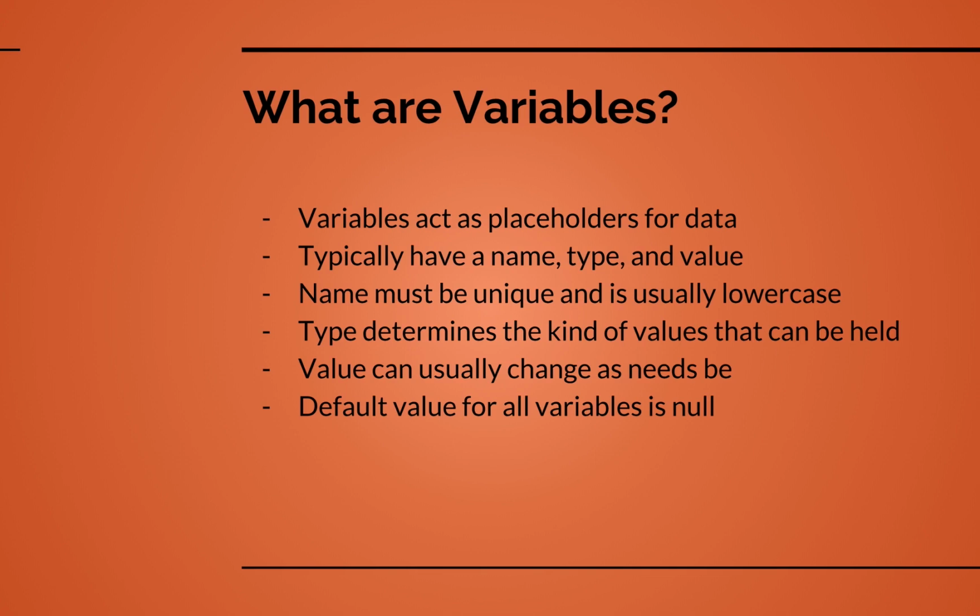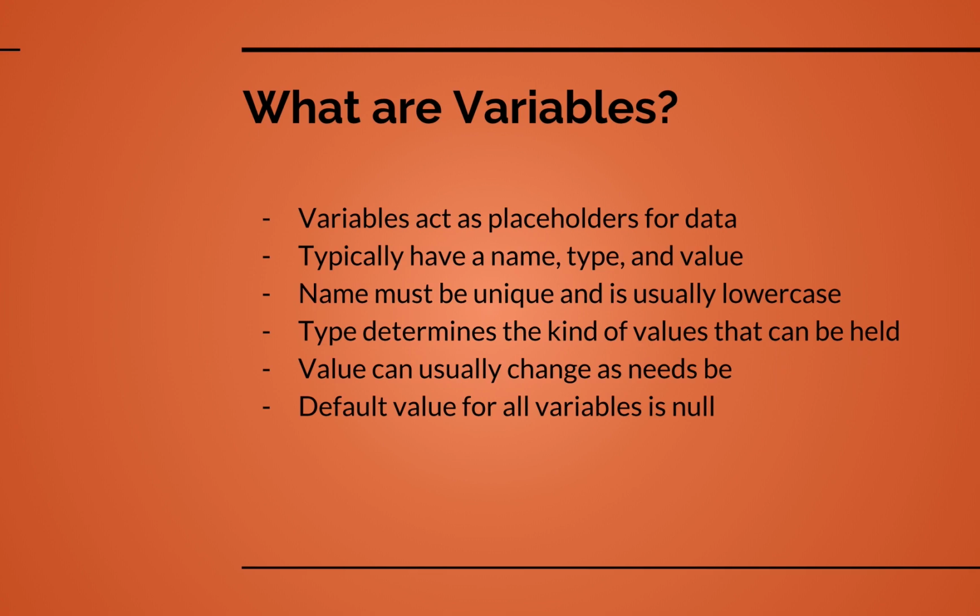So for starters, what are variables in general? This applies to almost all programming languages. Well, variables in our code simply act as placeholders for data. Anywhere in the code we might need to keep track of a value that might change, we'll assign it to a variable. Typically, variables have a name, type, and value associated with them.